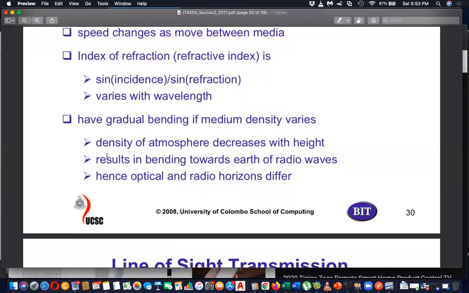Because of this, the radio waves travelling below bend, hence optical and radio horizons differ. So what is that? Optical horizon and the radio horizon. Horizon, you know, the place where you see the sky and sea level are equal. That is just what you see because of this bending. Because of this bending, you see a horizon. But that is for light, it is not the same for radio waves.